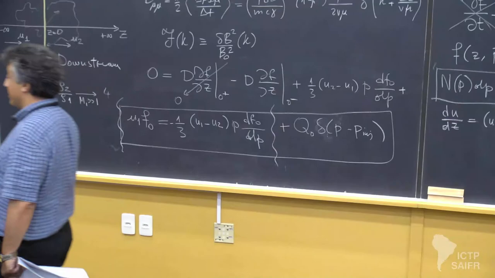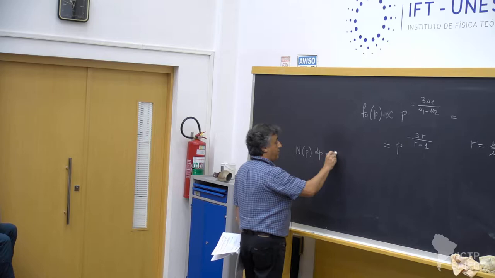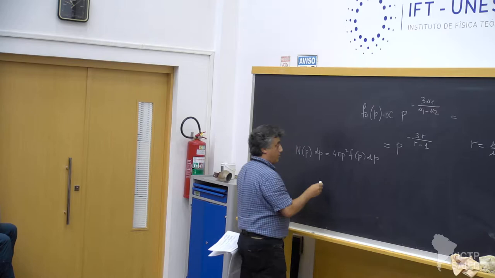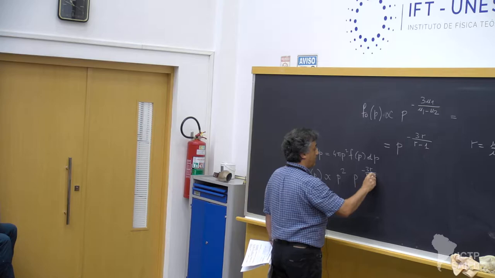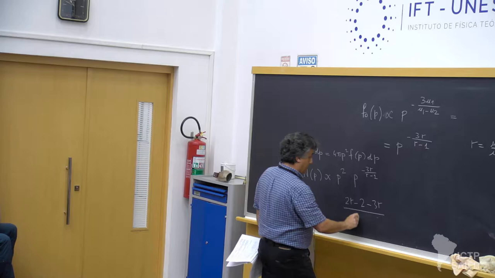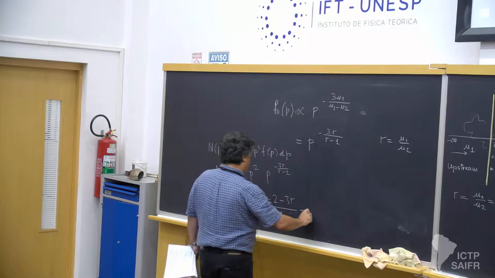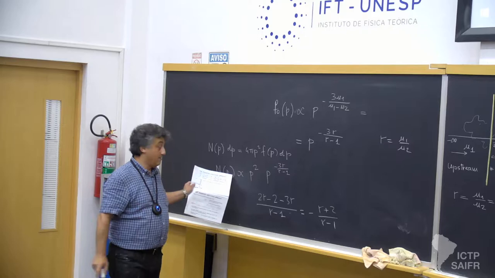So let's do the actual thing. N of p dp is 4 pi p squared f of p dp. So n of p is proportional to p squared times this guy, p to the minus 3R over R minus 1. Namely, the slope is 2 minus 3R divided by R minus 1. And this is again minus R plus 2 divided by R minus 1, which is the one we found before. But notice, this is p. And p is energy only in the relativistic regime.